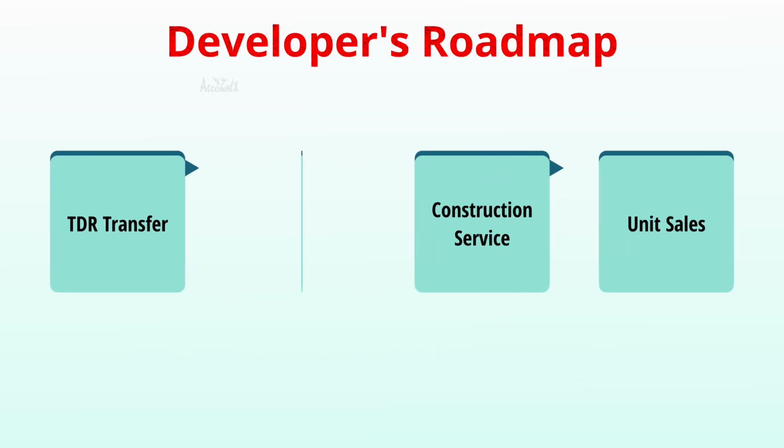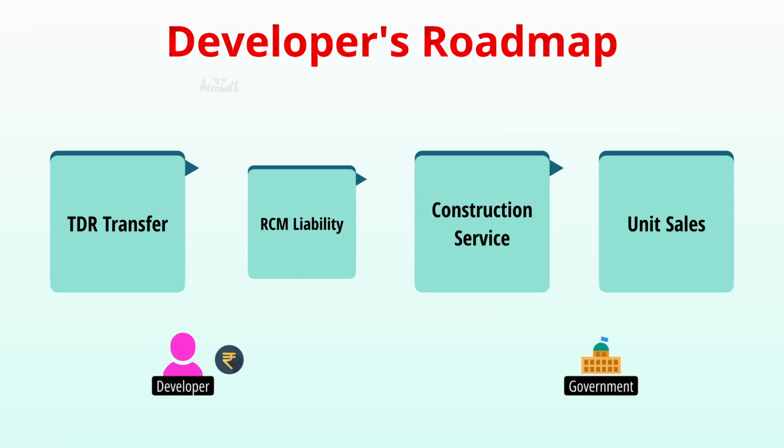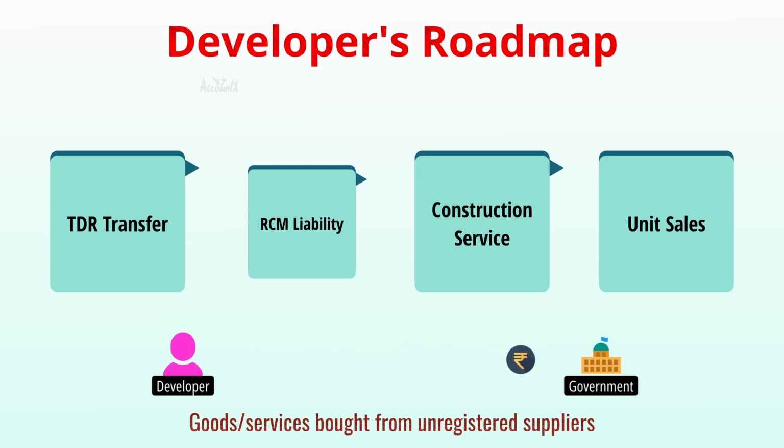In between this first and second stage, there is one other key aspect that is worth understanding. Though this itself is not a stage in this roadmap, yet understanding this is crucial. It's called RCM Liability, where the developer is required to pay GST on purchase of certain goods or services from unregistered suppliers. More on this later.